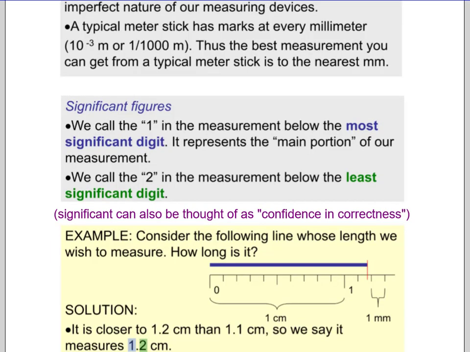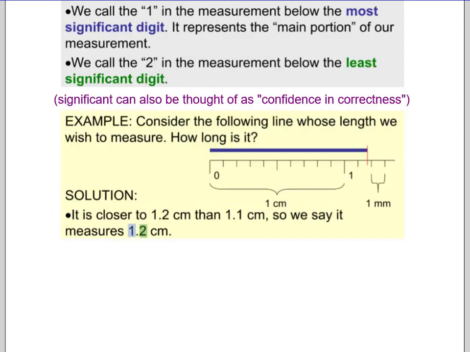A meter stick has marks every millimeter. The best measurement you can get with a meter stick is to within 1 millimeter. Everything else is a little bit of guessing. So the most accurate you could be with a meter stick is 1 millimeter. And different tools have different accuracies, or different precisions.